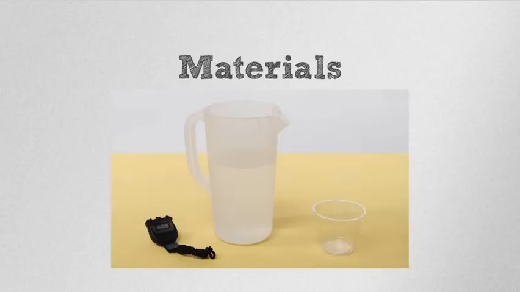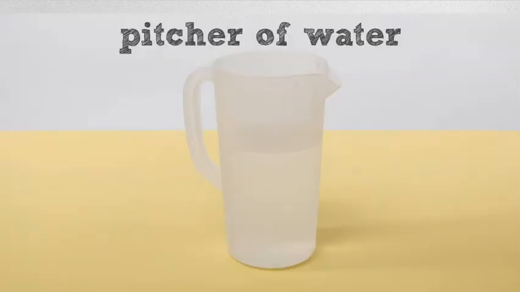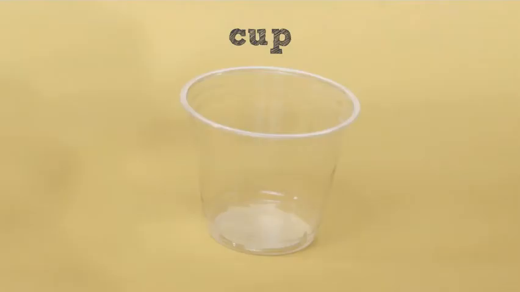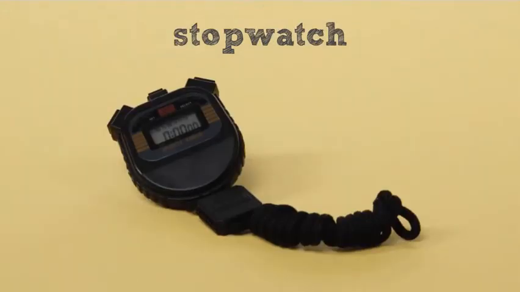In this activity, you'll observe how different surfaces around your school or neighborhood soak up water. You'll be describing the way each surface looks, feels, and whether they soak up water. To observe how these surfaces soak up water, you'll use a pitcher of water, a cup, and a stopwatch.